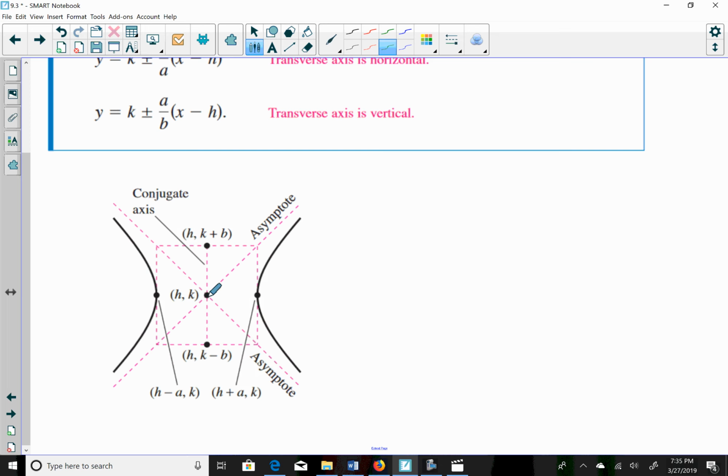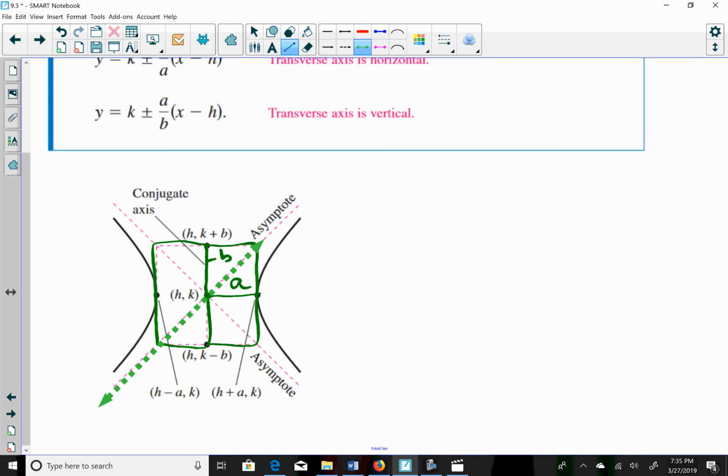So in this case, the distance from my center to my vertice would be my a. This distance from my center to the top of my box, I'm going to call it a box, that's going to be my b. And then that's going to tell me how to draw a box. So I'm going to draw a square, and this will make more sense when we do one. Then to draw my asymptotes, I'm going to draw a line that goes from the corner of the box to the corner of the box and passes through the center.